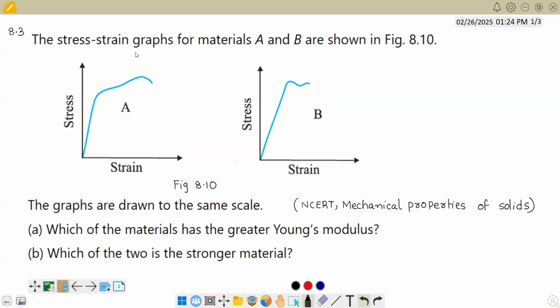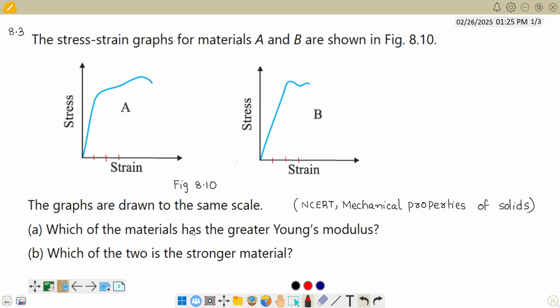Hello student, the question says the stress strain graphs for material A and B are shown in figure 8.10 and they are given the graphs are drawn to the same scale. That means both are drawn using the same scale. Same scale means whatever one unit we have assumed for strain, we have assumed the same 1 unit distance for the other graph also. So they are drawn to same scale.